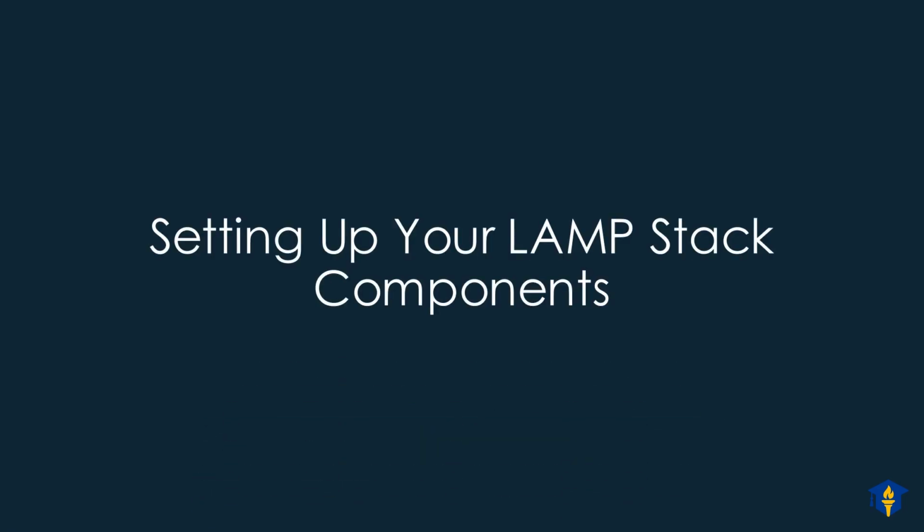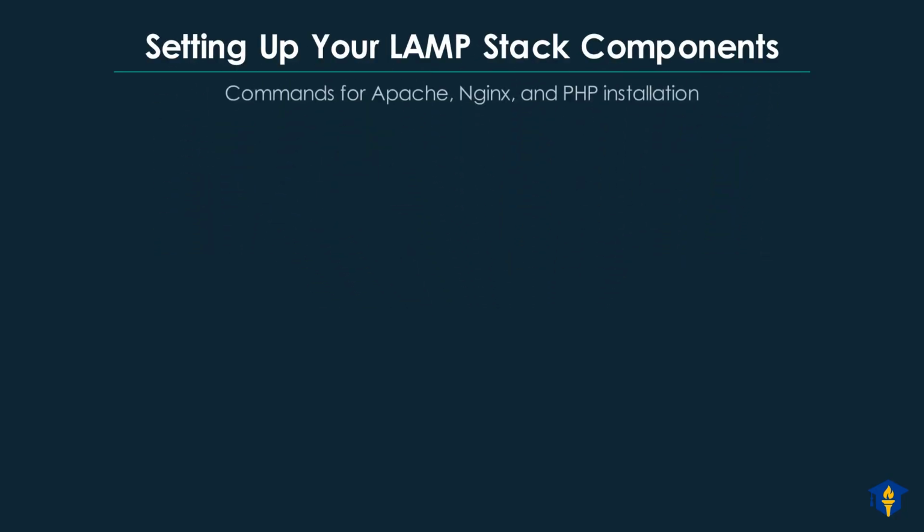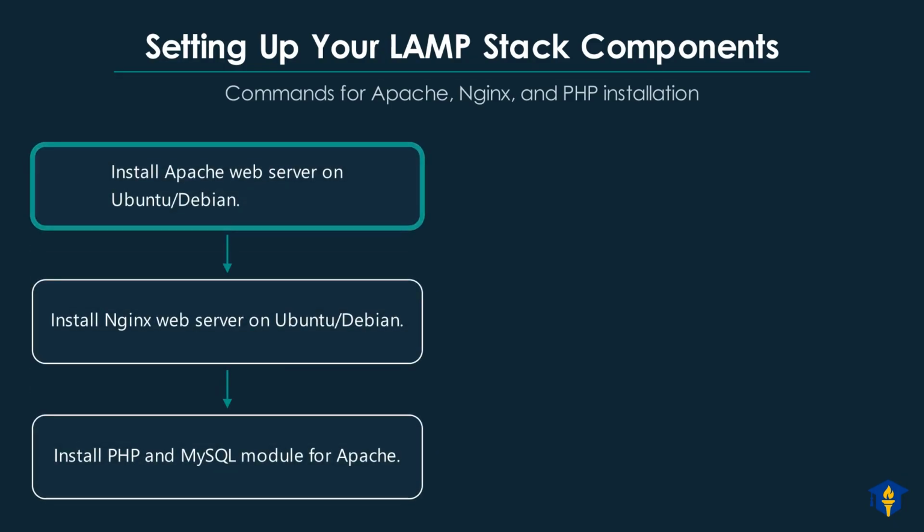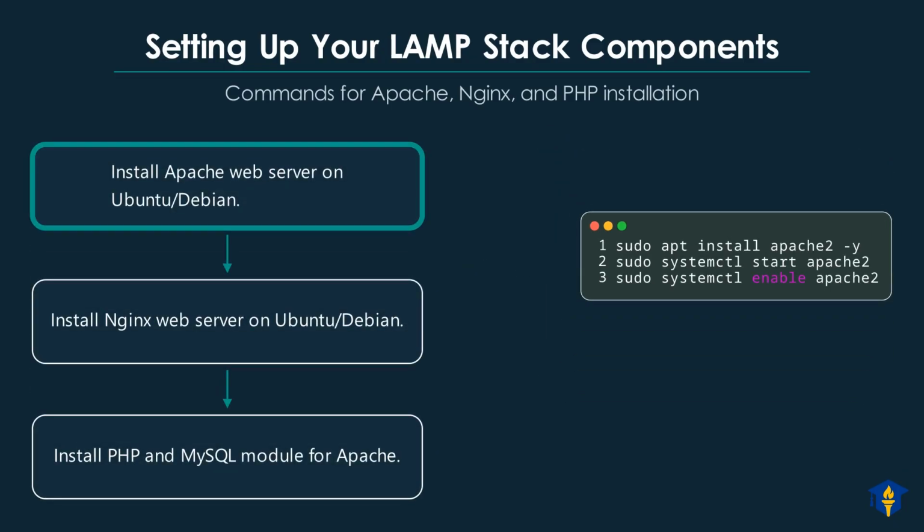Today, we are setting up our LAMP stack components, focusing on web servers and PHP. We will cover the specific commands needed for installing Apache, Nginx, and PHP. First, let's install the Apache web server on your Ubuntu or Debian system. This command installs Apache 2, then starts and enables the service to run automatically.